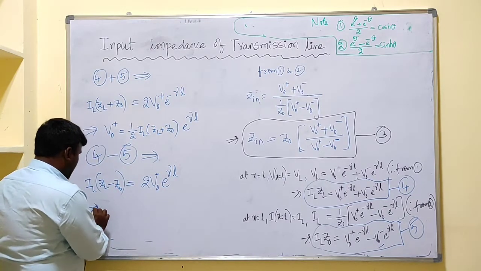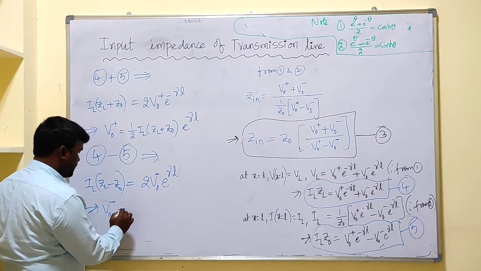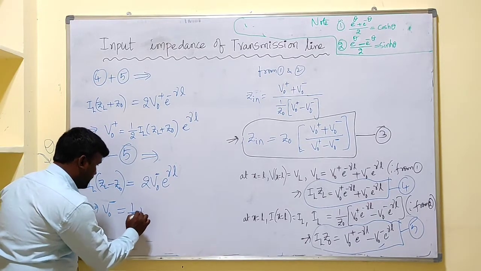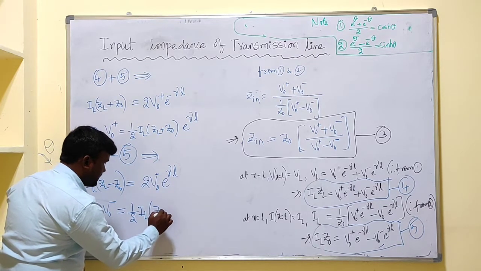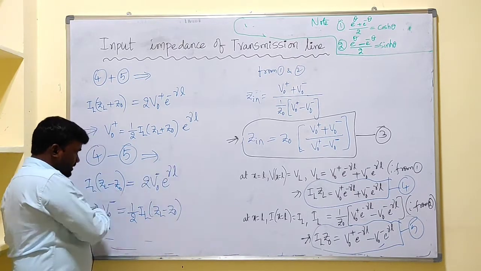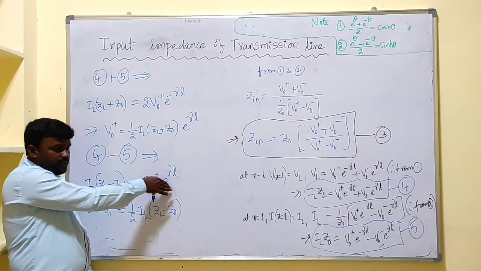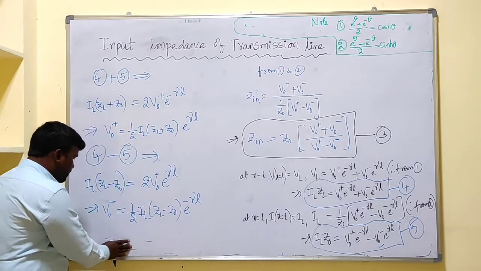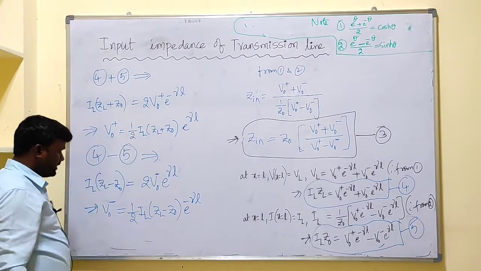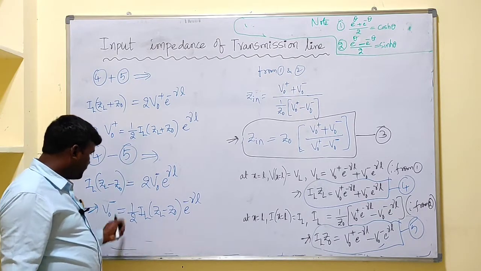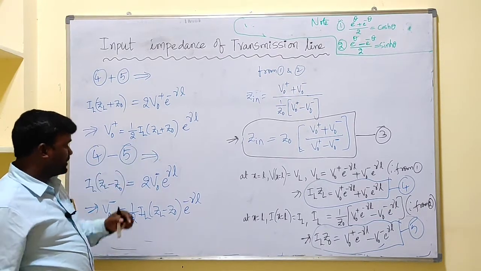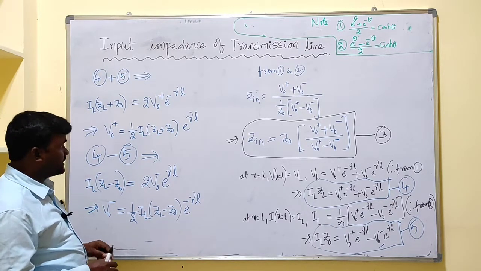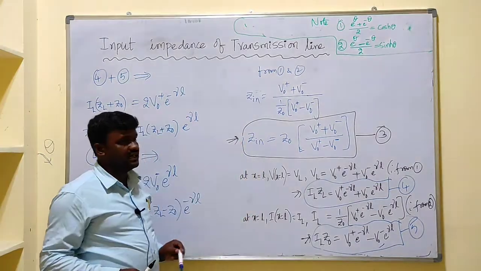From this we can write V0 minus equal to 1 by 2 IL into ZL minus Z0. If it is coming this side, 1 by e to the power gamma L can be written as e to the power minus gamma L. Now we have V0 plus and V0 minus. Let us substitute V0 plus and V0 minus in equation 3 in order to get Zin.